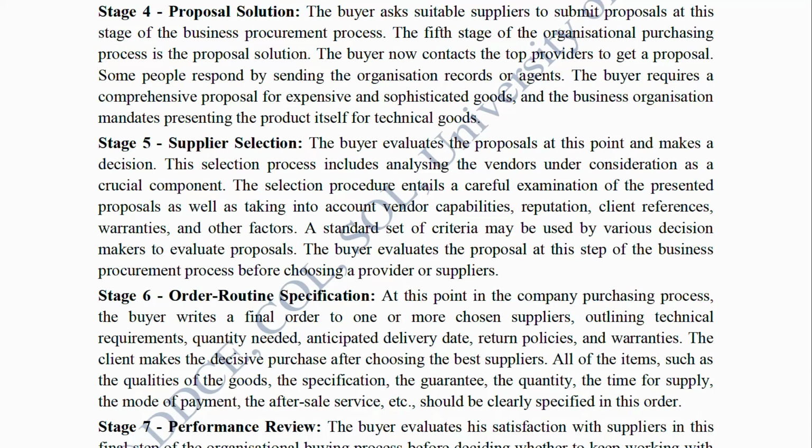The buyer evaluates the proposals at this point and makes a decision. This selection process includes analyzing the vendors under consideration as a crucial component. The selection procedure entails a careful examination of the presented proposals as well as taking into account vendor capabilities, reputation, client preferences, warranties, and other factors. A standard set of criteria may be used by various decision makers to evaluate proposals. The buyer evaluates the proposal at this step of the business procurement process before choosing a provider or suppliers.